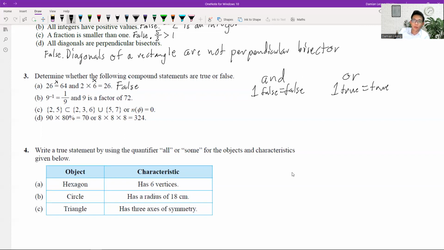B, 9 to the power of -1 equals 1 over 9. This is correct. 9 is a factor of 72. Also correct. So since both are true, then it's true.